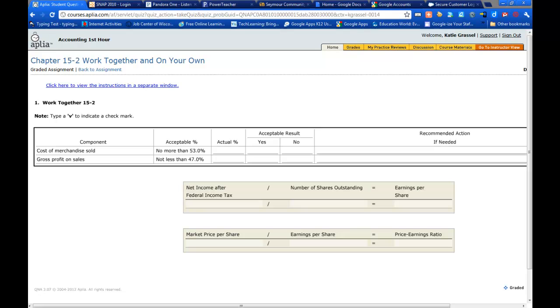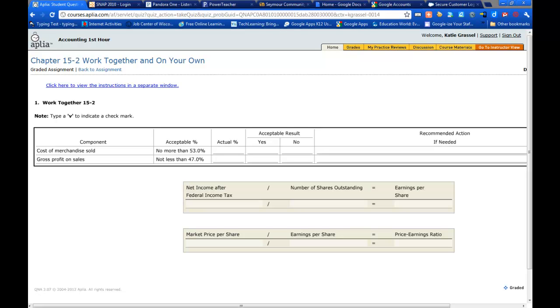What we will do is we look at the actual income statement, and right here you would put in the actual component percentage. Here you would tell me with a check mark whether or not it's acceptable, yes or no. If it is not acceptable, here you're going to give me an option of what we can do to make it acceptable. There are two things that we can do to make the cost of merchandise sold acceptable. Increase sales or lower the cost of our product.